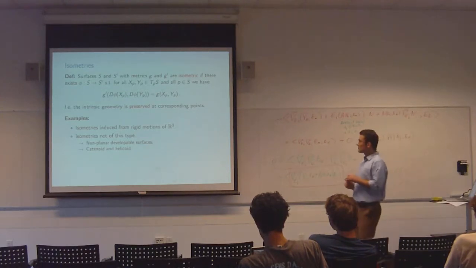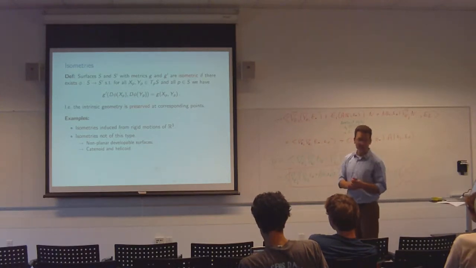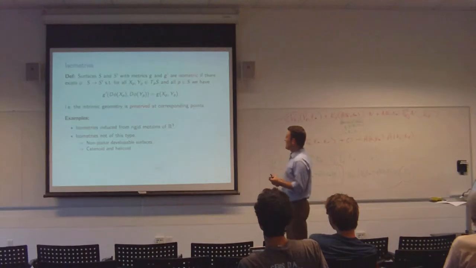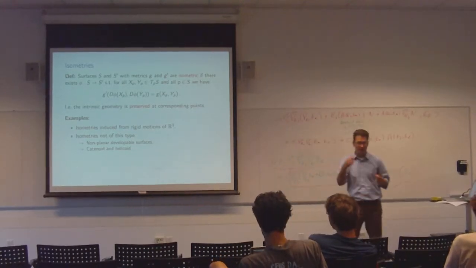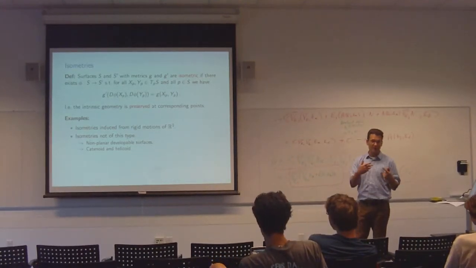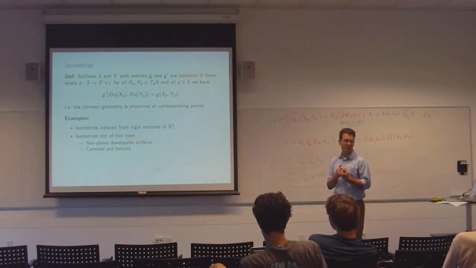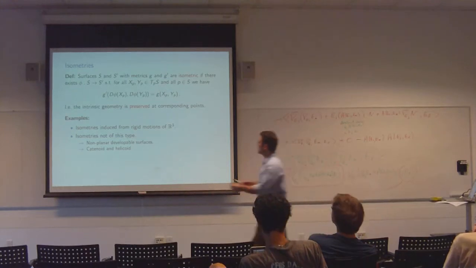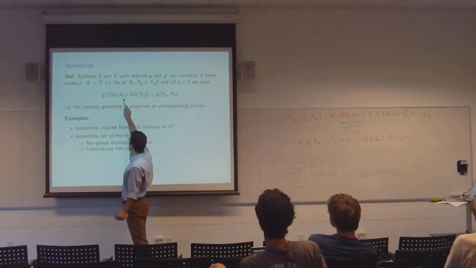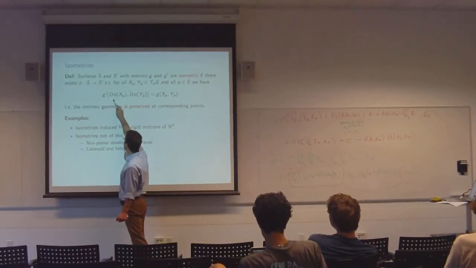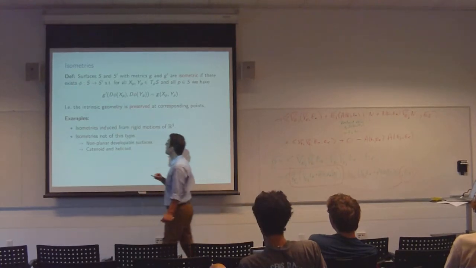So what I'd like to do is introduce the concept of an isometry. An isometry is a mapping from one surface to the next, or in some cases from a surface to itself, which preserves the metric at corresponding points. In other words, the metric tensor operates on vector fields, and so you need something to move vector fields around. That's d phi, the differential of phi.